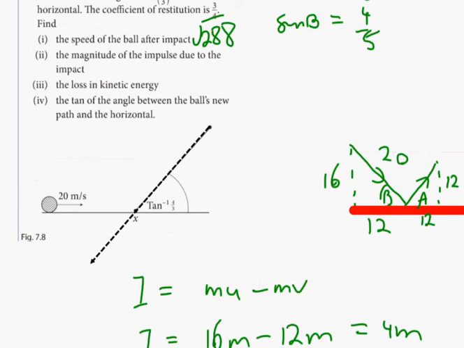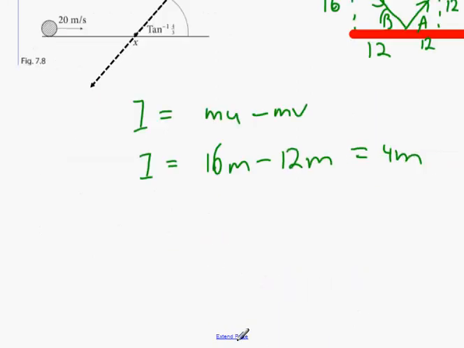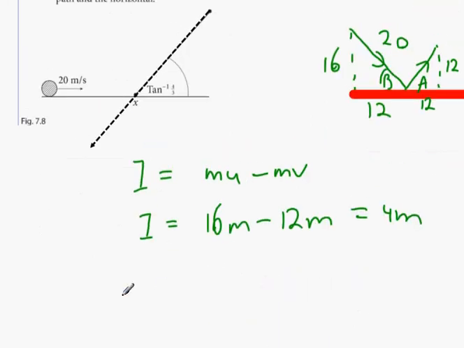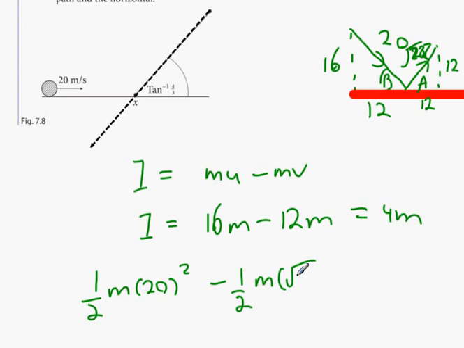Okay? Loss in kinetic energy, anybody? Loss in kinetic energy? 1/2 m times 20 squared, what's 400 minus that's 288, isn't it? Minus a half m times root 288 squared. What's 400 minus 144? Or sorry, 200 minus 144? 56. 56m is your loss in kinetic energy.